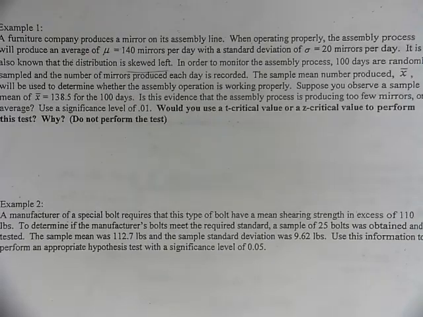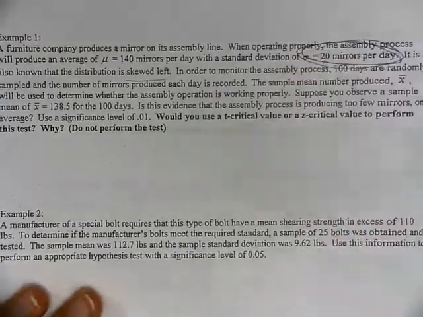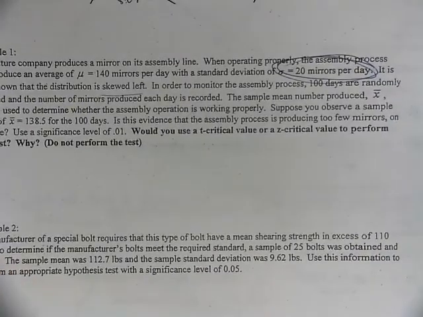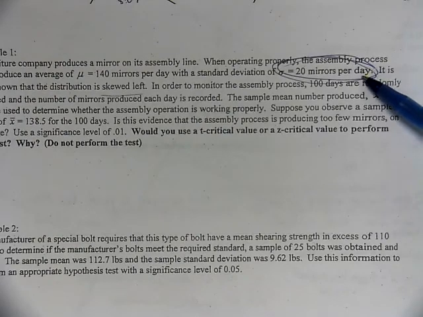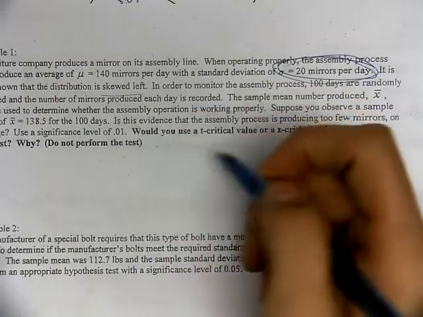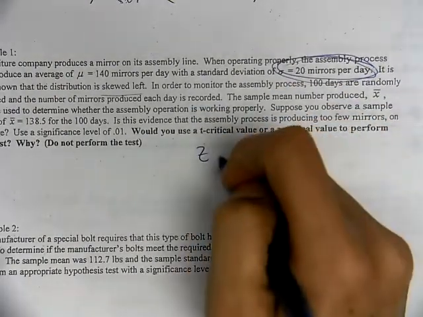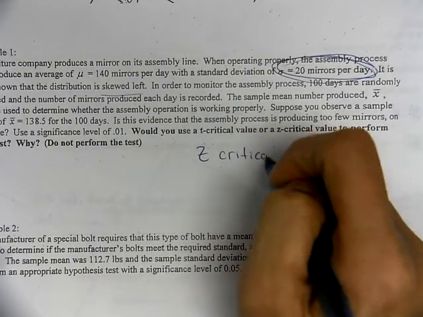So do you use T or Z here? Z, because of this guy. Now, if I didn't give you this sentence, so we're going to use Z critical value.